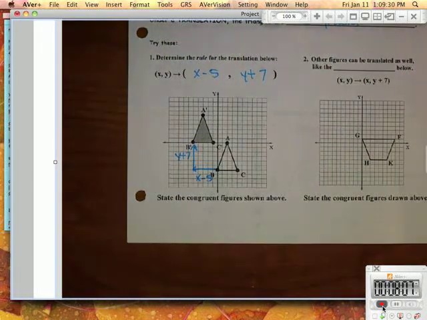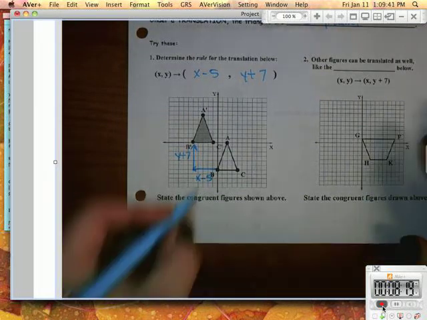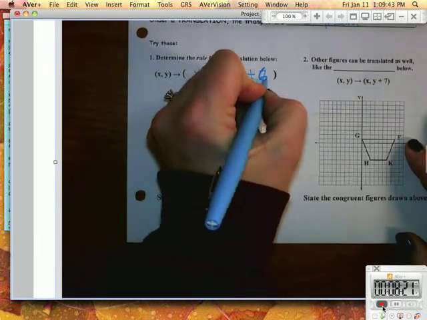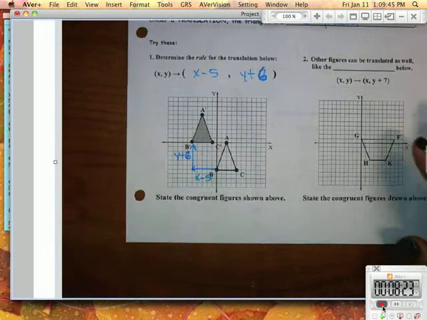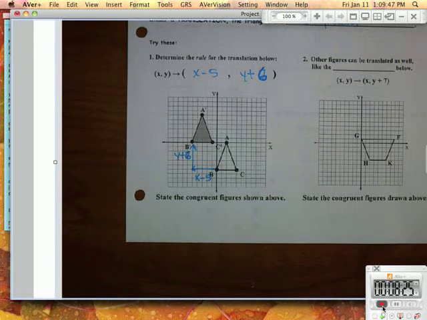What's always first in an ordered pair, x or y? X is always first. Did I count wrong? I think so. As I said, it's y plus 6. What do you go plus?